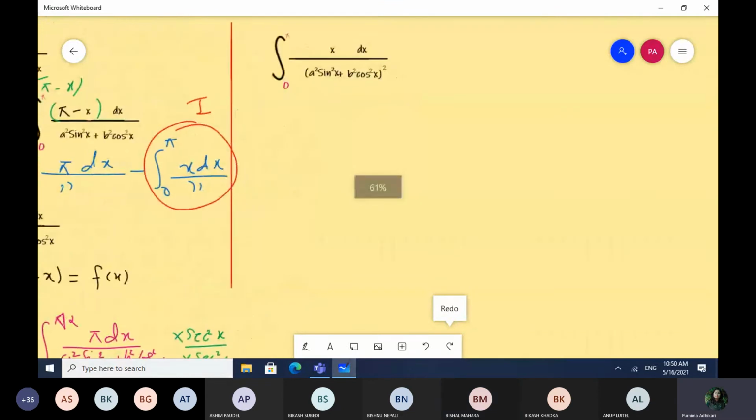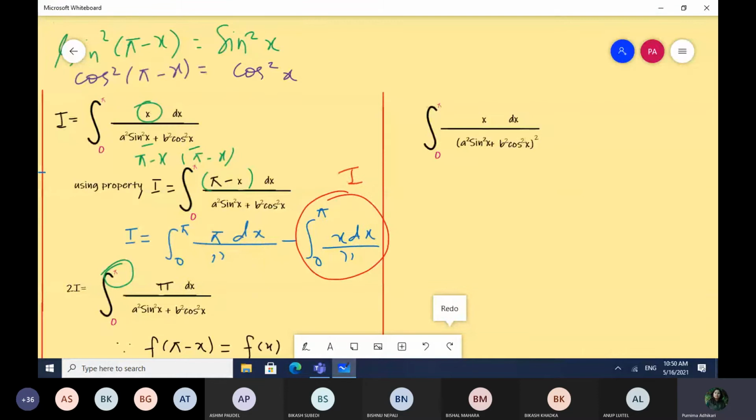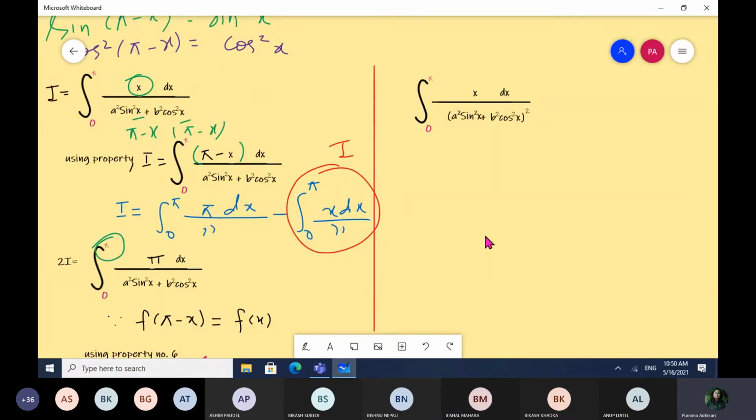The next question is somehow similar, but there is only one difference which makes it a slightly lengthy problem. You see we have the same thing, but only the denominator is different. We have the denominator a square sin square x plus b square cos square x whole square, which was not present in the previous one. Because we have certain similarity in the function, there will be similarity in the beginning. Beginning में हाम्रो same procedure छ.